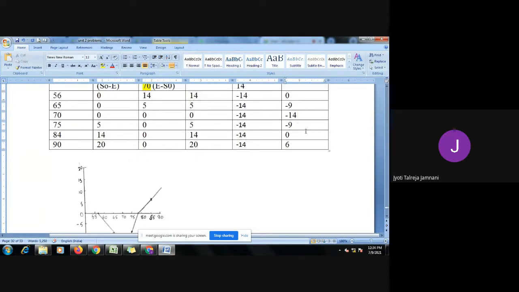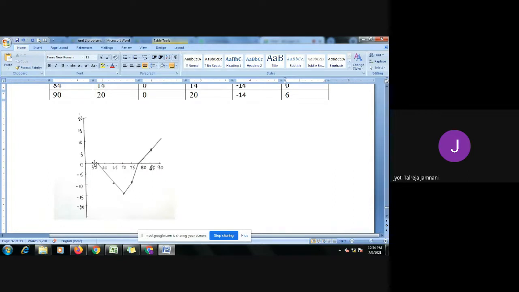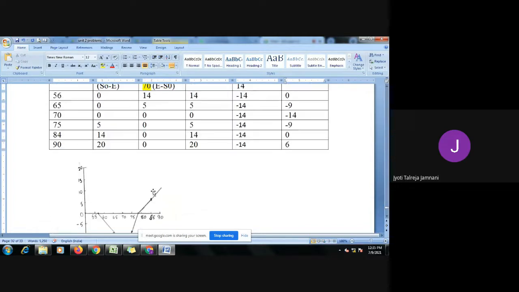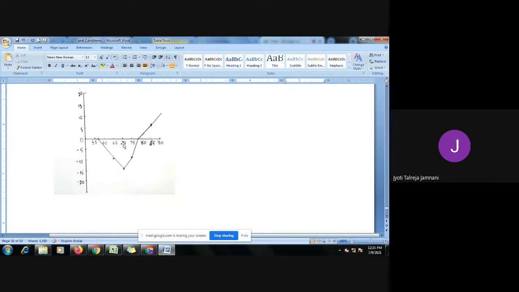So look at the graph here, all of you. At 56, we have 0. So you can see here at 56, between 55 and 60, at the 0 line, I have put a dot. Then at 65, minus 9. So at 65, I've gone into the negative quadrant, and here is the minus 9. At 70, we have minus 14. So at 70, we have gone down to minus 14.